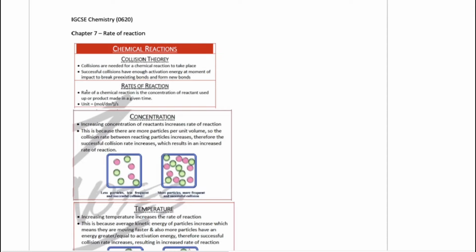Okay, now rates of reactions. Rate of a chemical reaction is the concentration of reactants used up or product made in a given time. So from here, we get the idea where the rate is actually the change of concentration of the reactant over the change of time. Or you can also take it as change of concentration of the product over time. So that's the formula for rate.